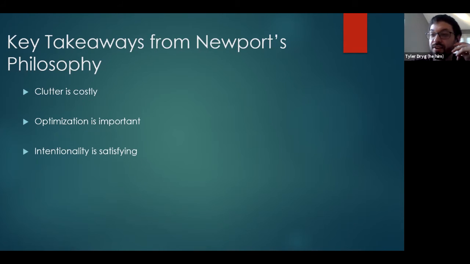He also thinks you should never click like on a thing because that's not a really deep interaction. It's a shallow one. But we can talk about that more a little bit later. And so then his third approach is intentionality is satisfying.